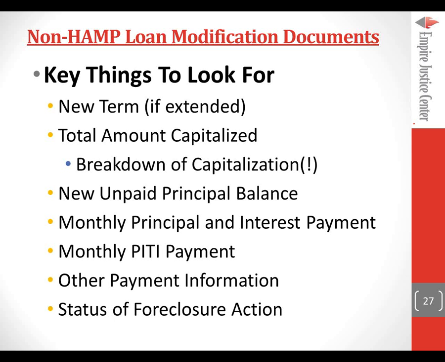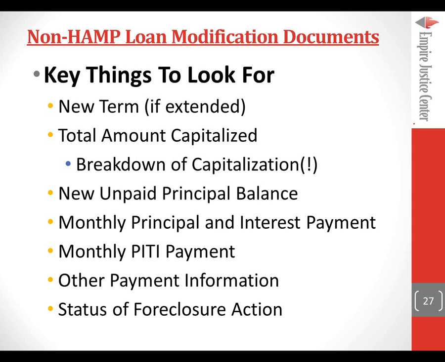We can't give you one example of what the form will look like, what the letters and the documents look like. But there are some very important things that you should look for and make sure that you and the homeowner have a full understanding of. First thing is the term. Let's say it's a 30-year mortgage and they're 15 years in. Under the new modification, do they still have just 15 years left, or has that term been extended?